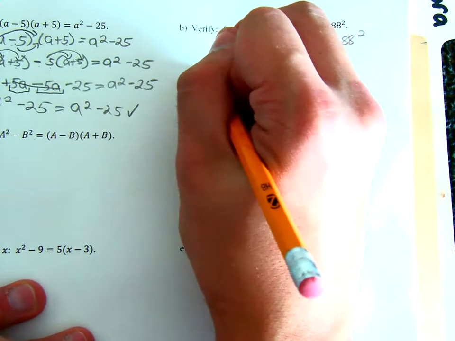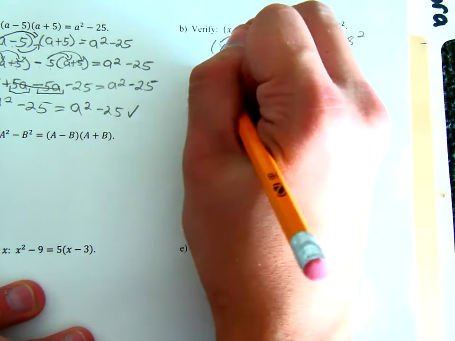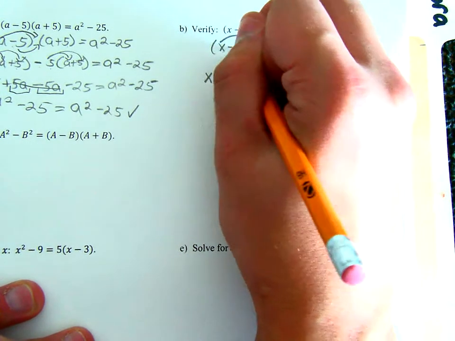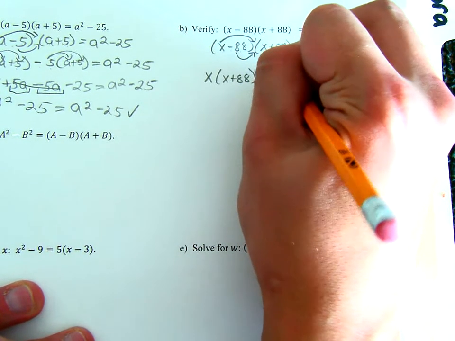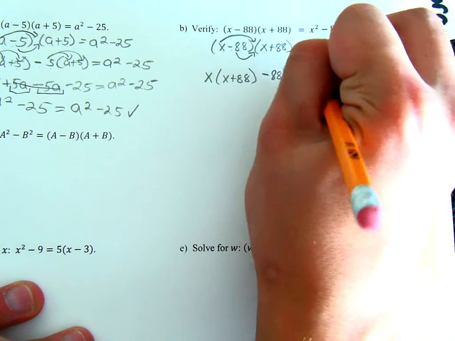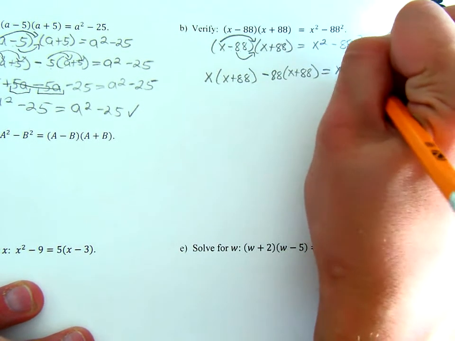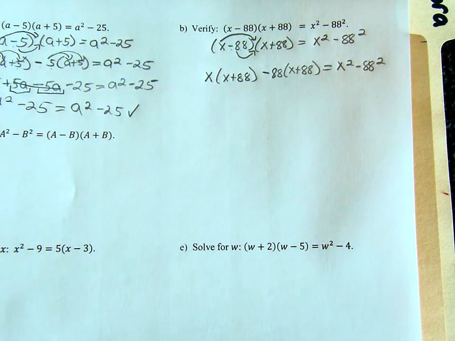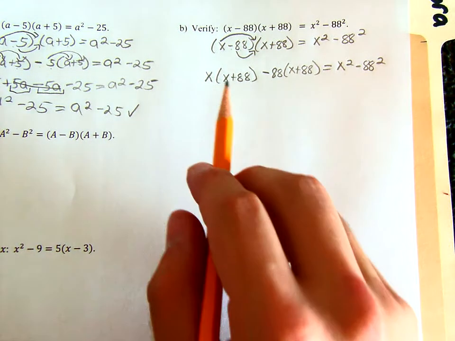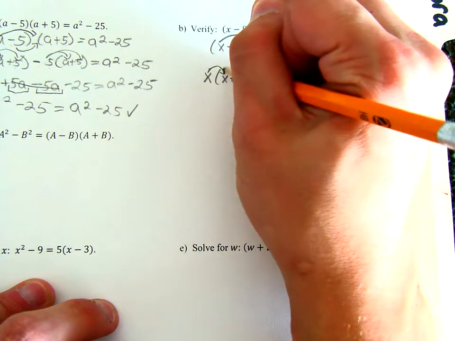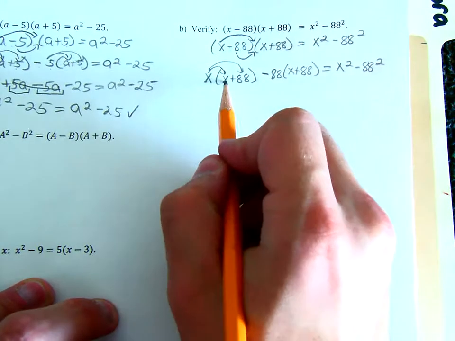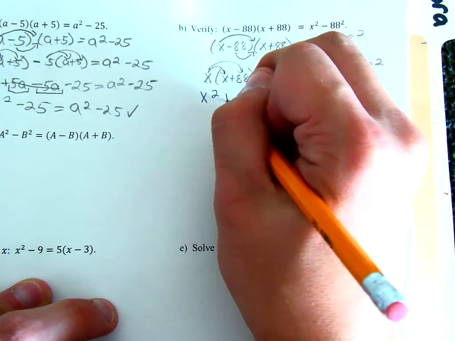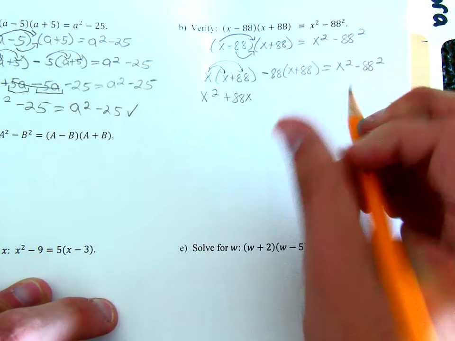So I'm going to get that x times x plus 88 minus 88 times x plus 88 is going to equal x squared minus 88 squared. And then if we look at this, we have this x. We're going to distribute this x to both of these terms. So we have x times x, which is just x squared. X times 88 is just 88x.